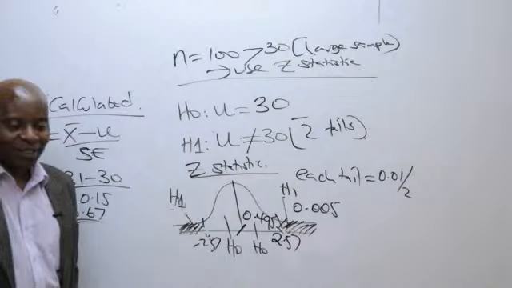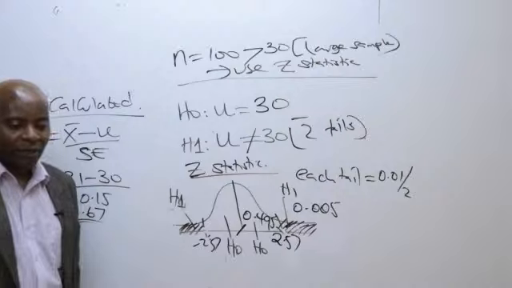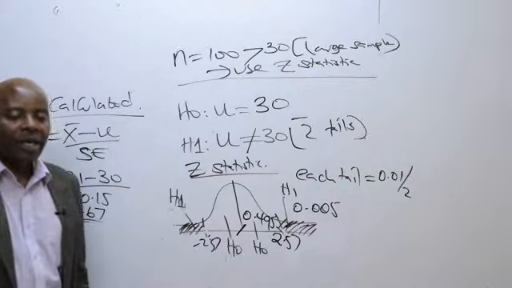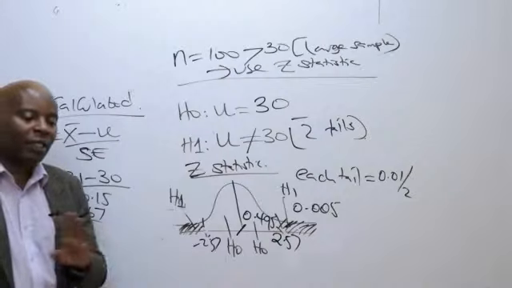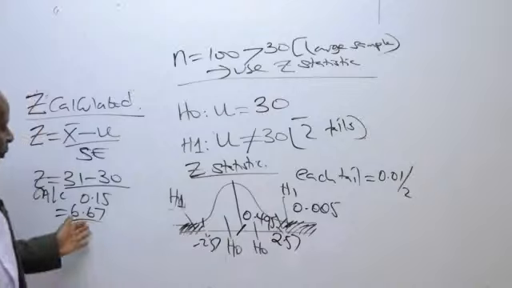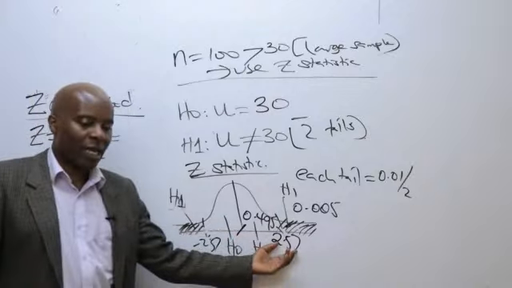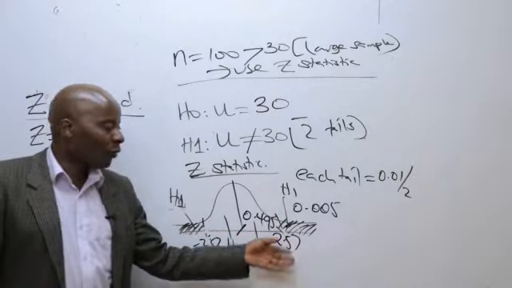Is that true? Where does this 6.67 lie? Of course, that's not true. So I'm waiting to hear from you great people. Denise tells me that this is supposed to fall in the shaded area. For sure, 6.67 is more than 2.57. It's more, so it falls around here.